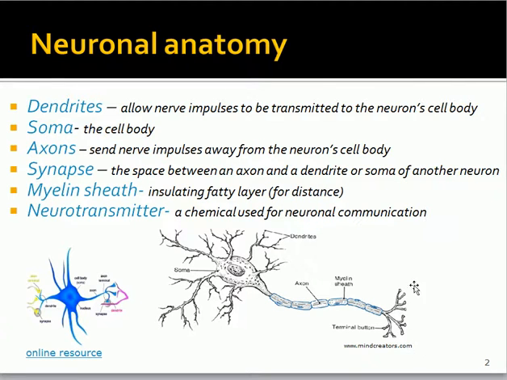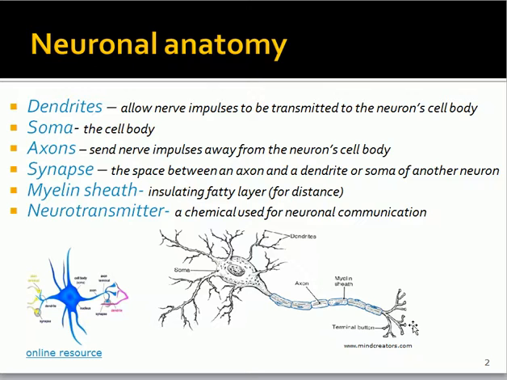Now what's released here at the synapse is going to be a neurotransmitter. And a neurotransmitter is any type of chemical that's released onto the next cell for neuronal communication. And so while electrical signals are what the cell uses to communicate within itself, these chemical neurotransmitters are what the cell uses to communicate from the first neuron to the second neuron.